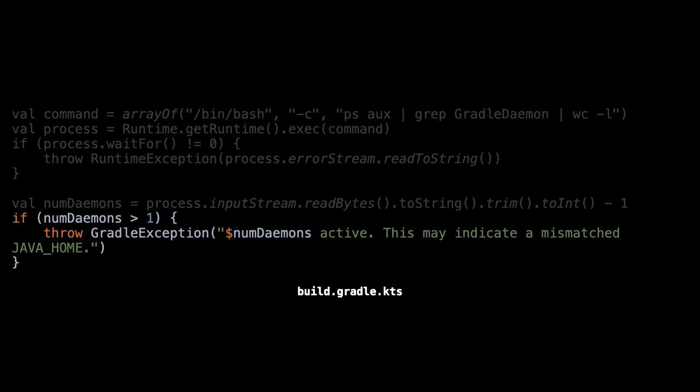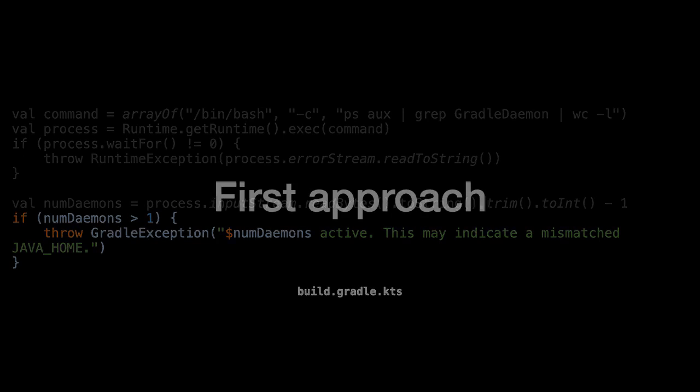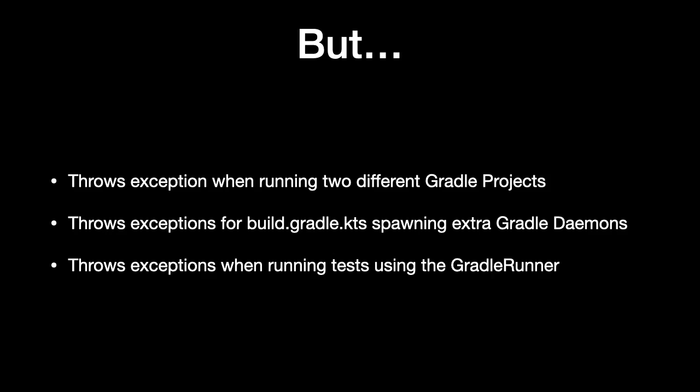So that was the first approach I took at solving this mismatched JDK problem. One issue was that if you're working on multiple projects, this doesn't allow you to do that. So that's kind of annoying. And if you're running tests using the Gradle TestKit test runner, which runs a separate project with its own Gradle instance, it'll also throw an exception. So that's no fun.